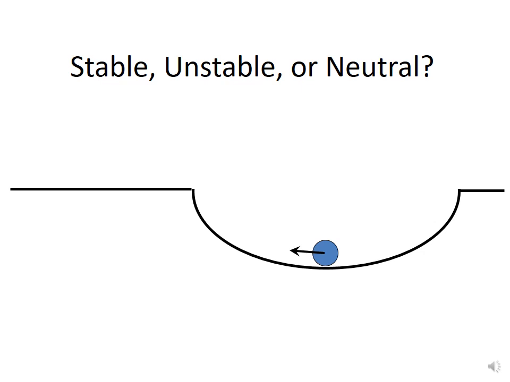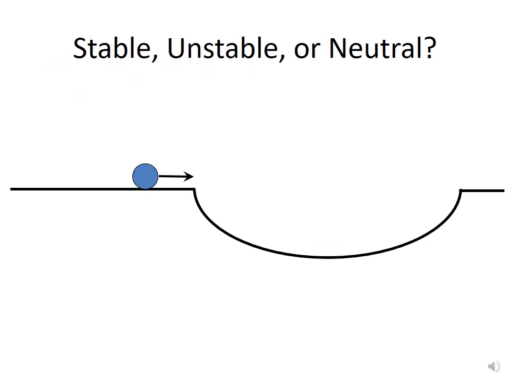So here we have a marble in a basin, and we're going to give that marble a nudge, and then we're going to see what happens. So as you can see, the marble returned to its original location despite the fact that it was given an initial perturbation, and that is the definition of stable.